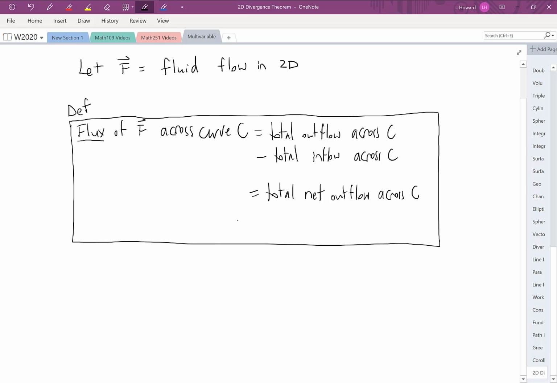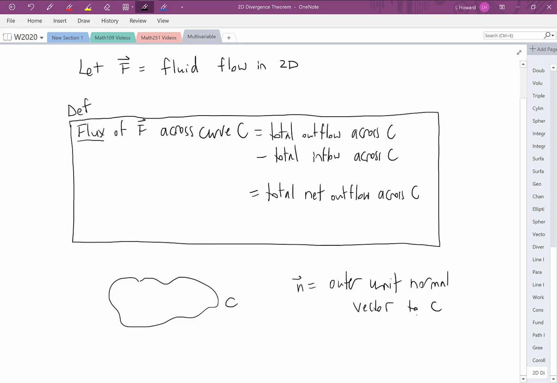Now, if we want to come up with a mathematical definition for this flux, then we need to talk about the normal vector to a curve. So let's draw a picture. Let's say we've got a curve. We're in 2 dimensions, so this is just a curve in the xy plane. And specifically, we're going to let this vector little n here represent the outer unit normal vector to our curve C. So let's say we're at this point on the curve right here.